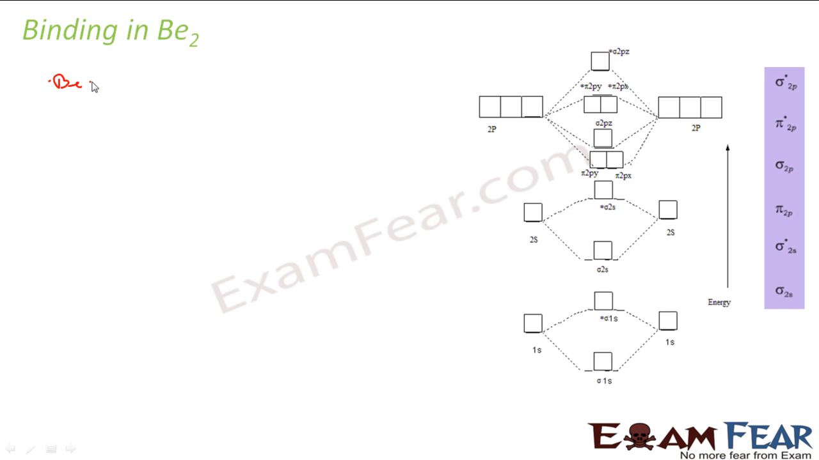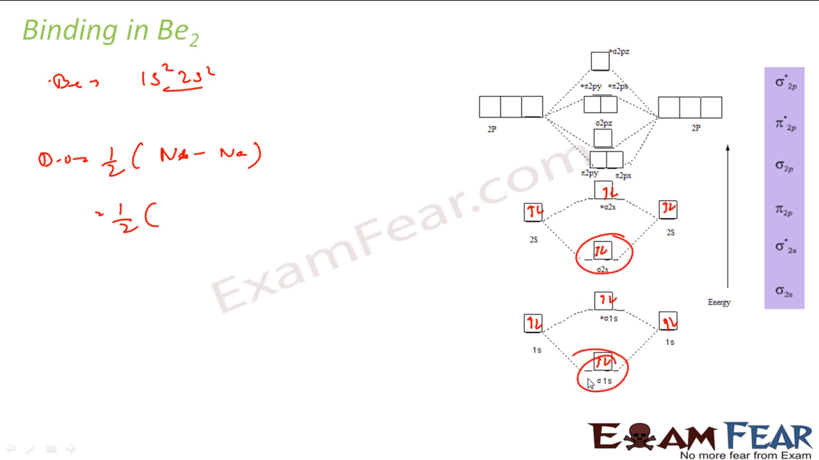Let's take beryllium. So for the Be atom, my electronic configuration is 1s2, 2s2. Correct. So let's put 1s2, 2s2 here, and 1s2, 2s2 there. Let's fill it. 4 electrons, all filled. Let's find the bond order. 1/2, number in bonding minus number in antibonding. How many electrons in bonding? 2 plus 2, 4, right? Antibonding, the remaining one, 2 plus 2, 4. This also gives 0, that means it doesn't exist. Pretty easy.